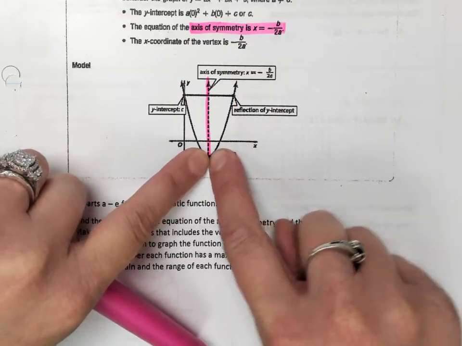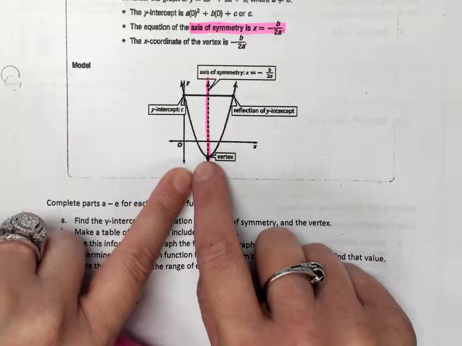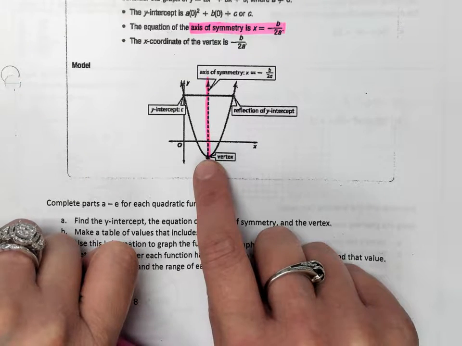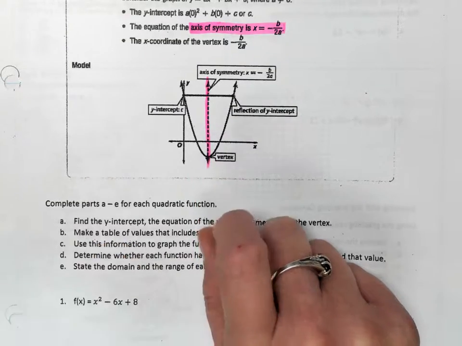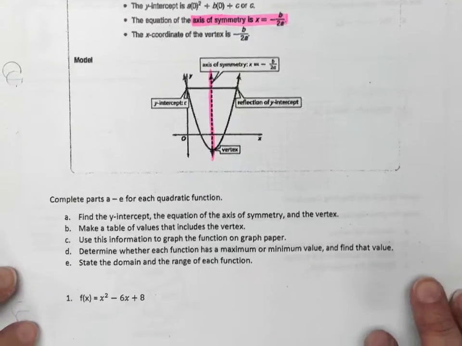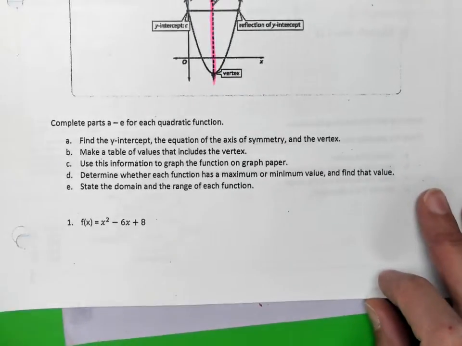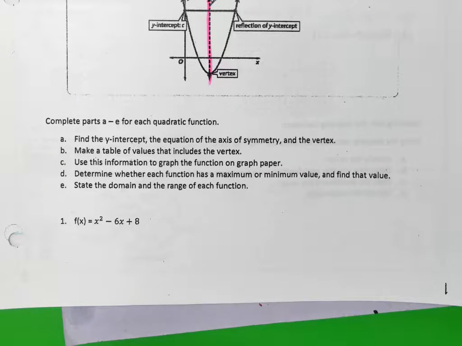All right, so here we go. Everything stems from your vertex. Your vertex is this point right here in this curve. Does that make sense to everybody? All right, here we go. Let's look at number 1. All right, number 1, we got a lot of stuff to answer, okay?